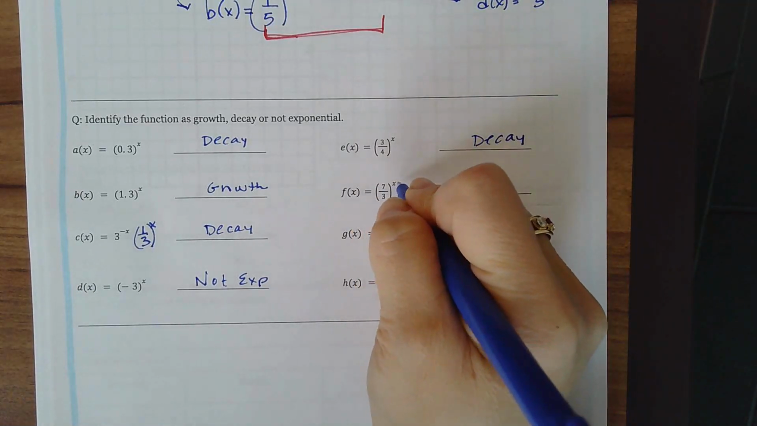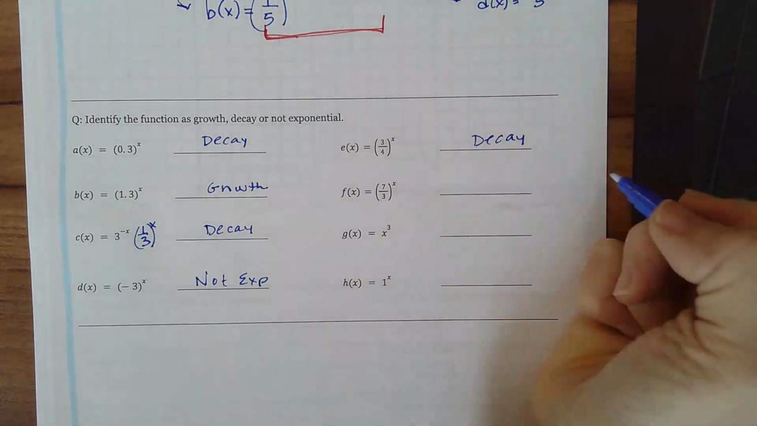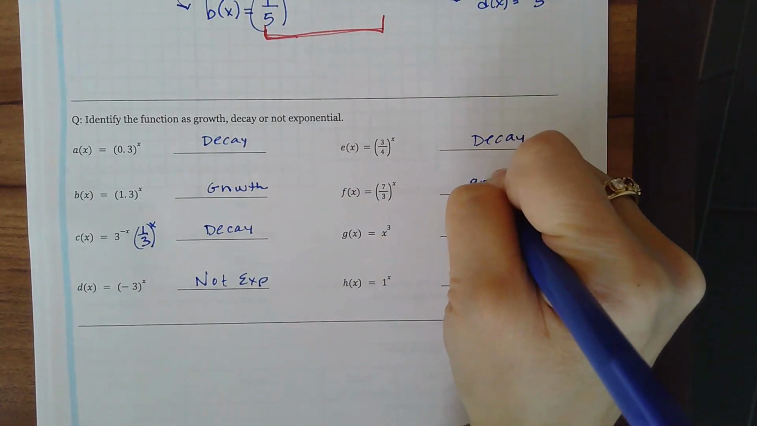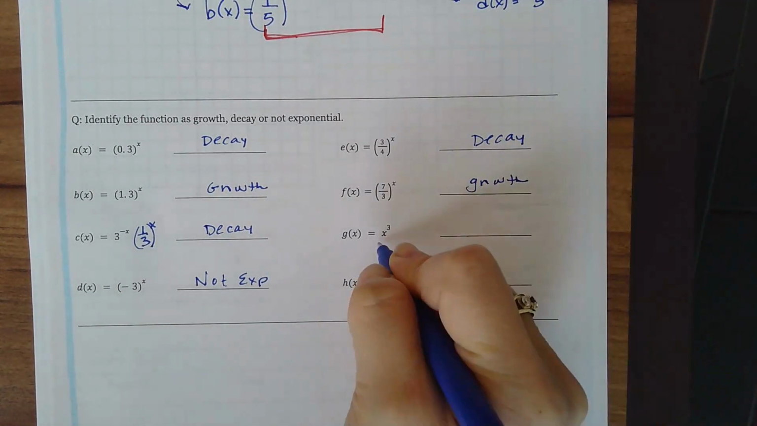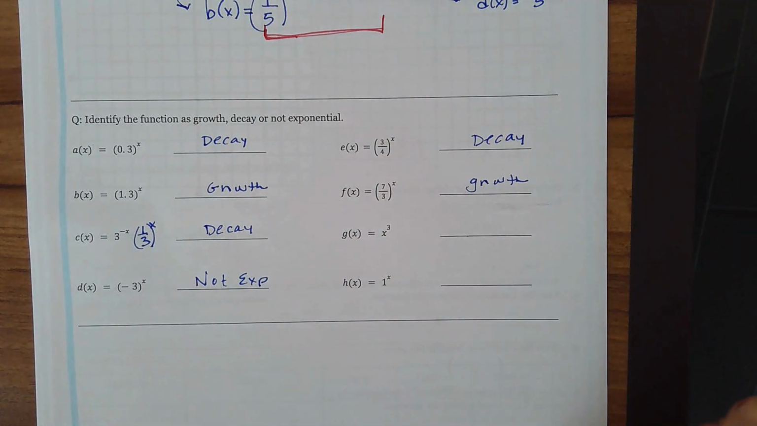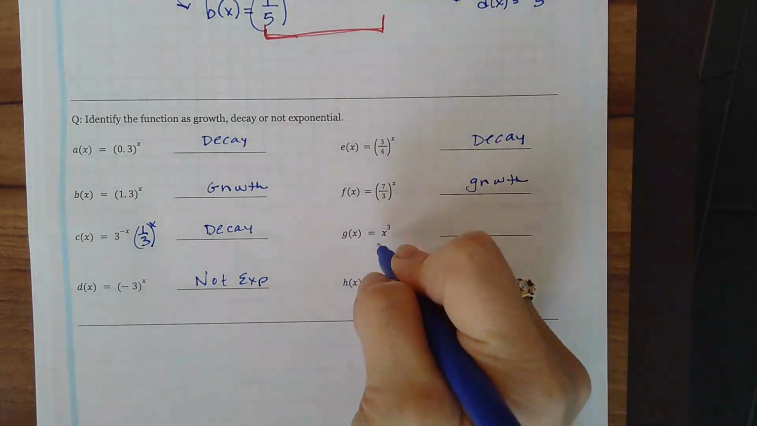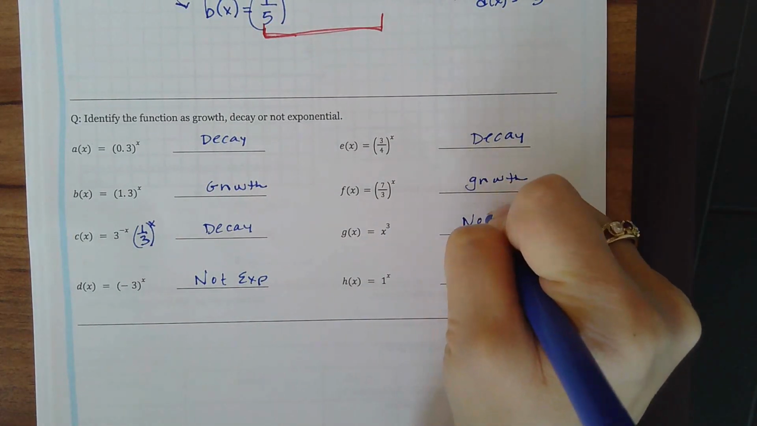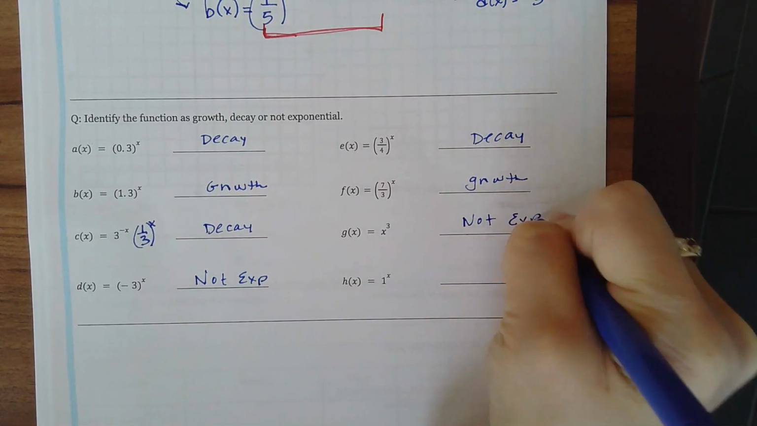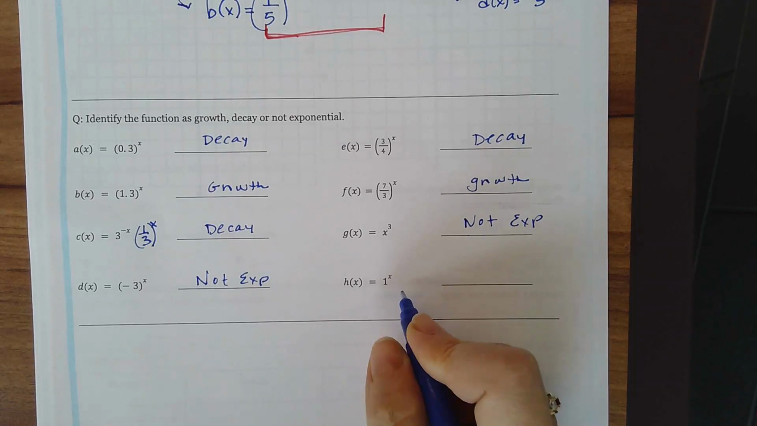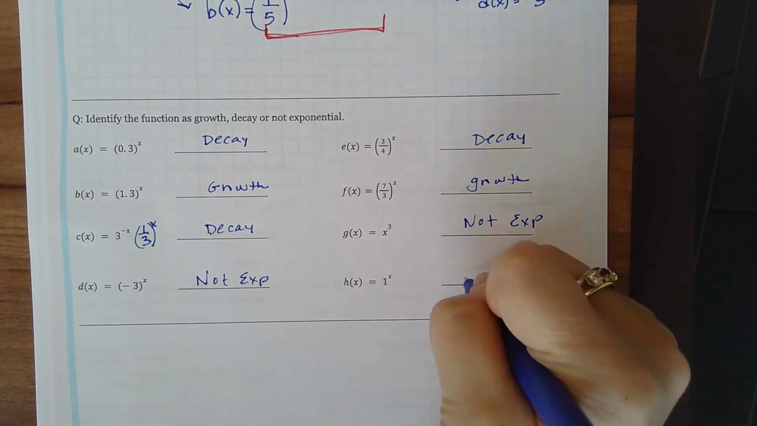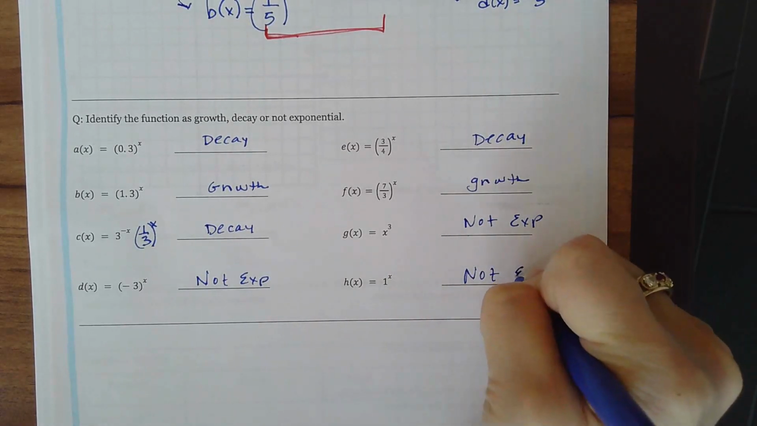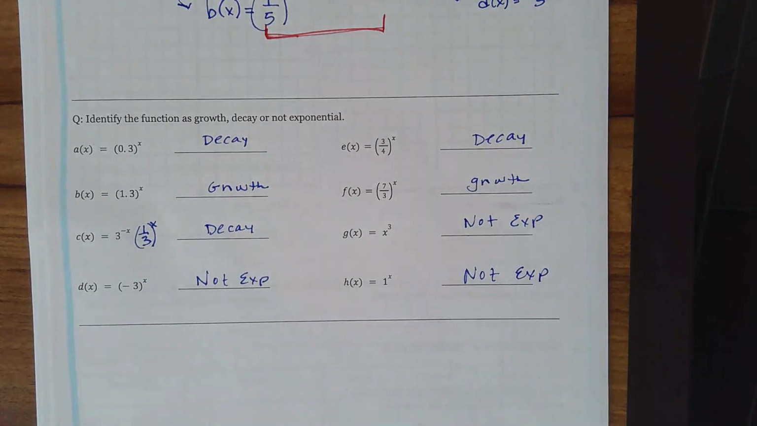7/3 raised to the x, it's raised to the x, so it's exponential, but the 7/3 is bigger than 1, so it's growth. This is x cubed, which basically means it's not exponential because there's no x in the exponent. This is actually a polynomial. So not exponential. And then we talked about this one. This would give me a constant graph, right? So 1 to any power. So this one would be not exponential.